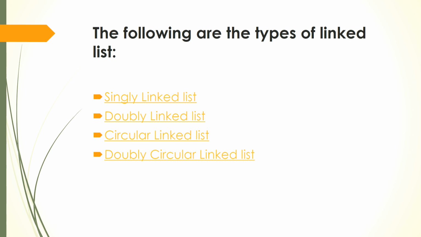The following are the types of linked list: singly linked list, doubly linked list, circular linked list, and doubly circular linked list. Before knowing about the types of linked list, we should know what a linked list is. To know about that, I have already made a video about the introduction part of linked list. So, please do check that part earlier and then come to this video.